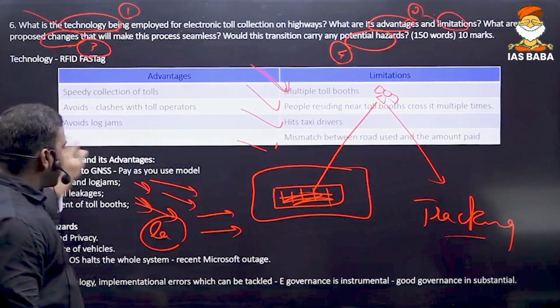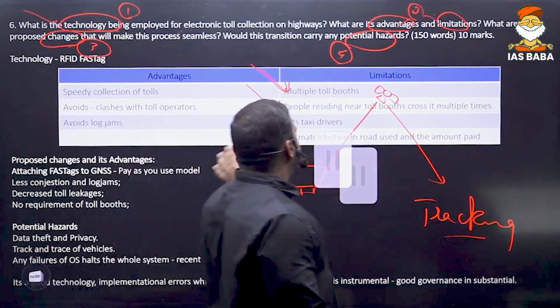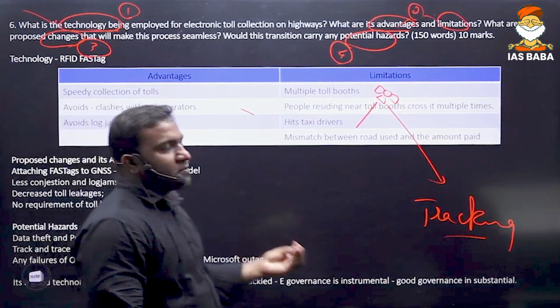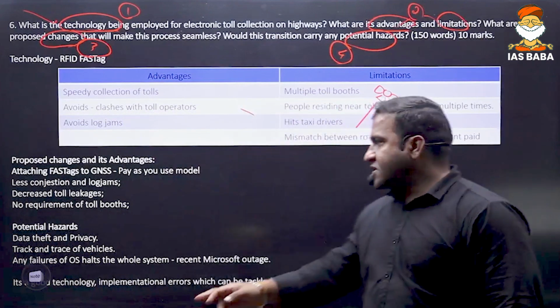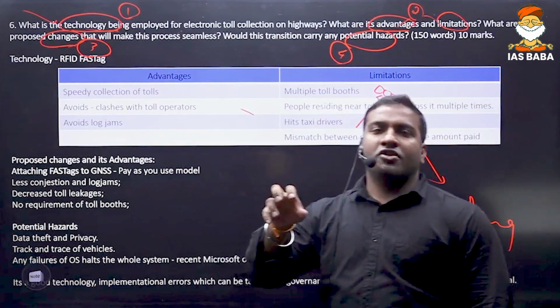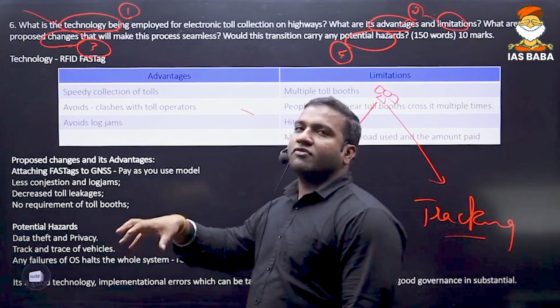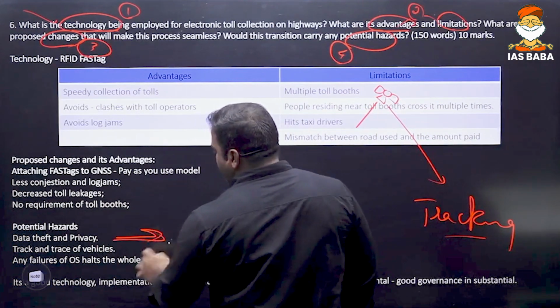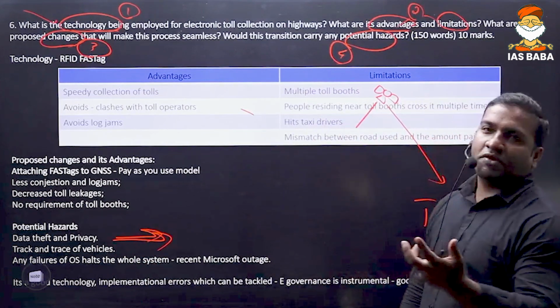Then next part, what are the potential hazards? Potential hazards में like data theft and privacy. When your FASTag is being tracked and traced, so it is collecting good amount of data regarding your vehicle number or might be where your vehicle is going. So such data that can be robbed by anyone, and that comes with privacy issues.